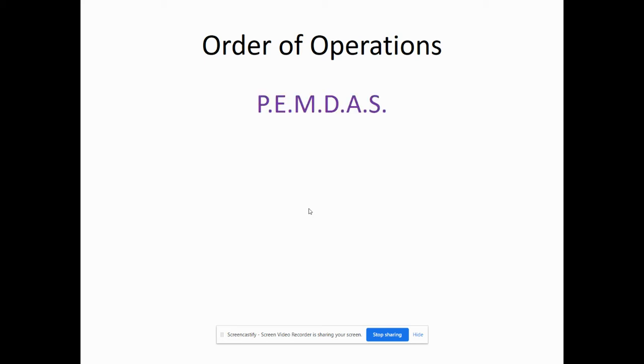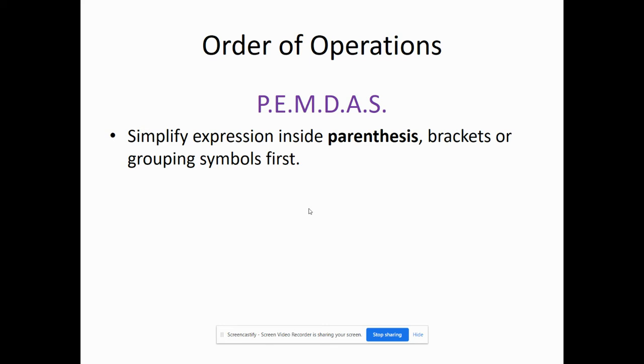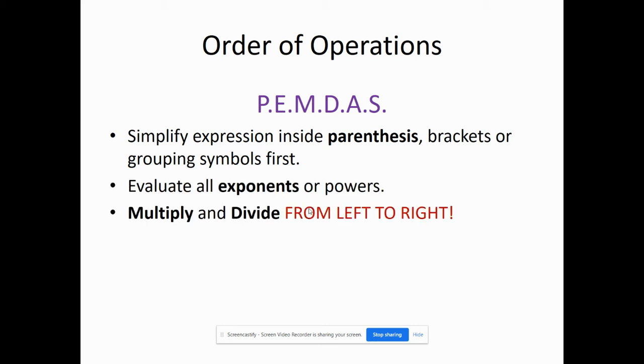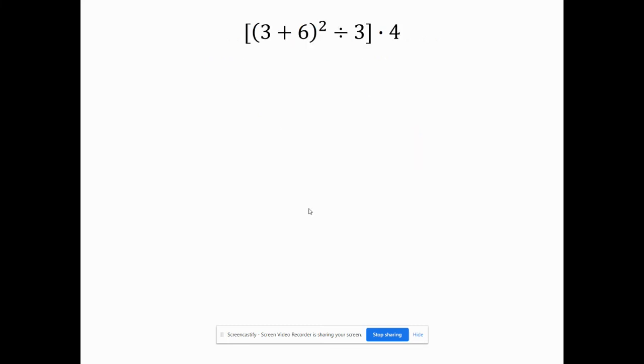Maybe you're familiar with this, PEMDAS. Please excuse my dear Aunt Sally, or maybe you have a better one. I'd love to hear it. Simplify expression inside parentheses first, brackets, or grouping symbols. Okay. So then we do exponents, that's E, multiply, divide from left to right, and add and subtract from left to right as well. So let's go ahead and try some together.